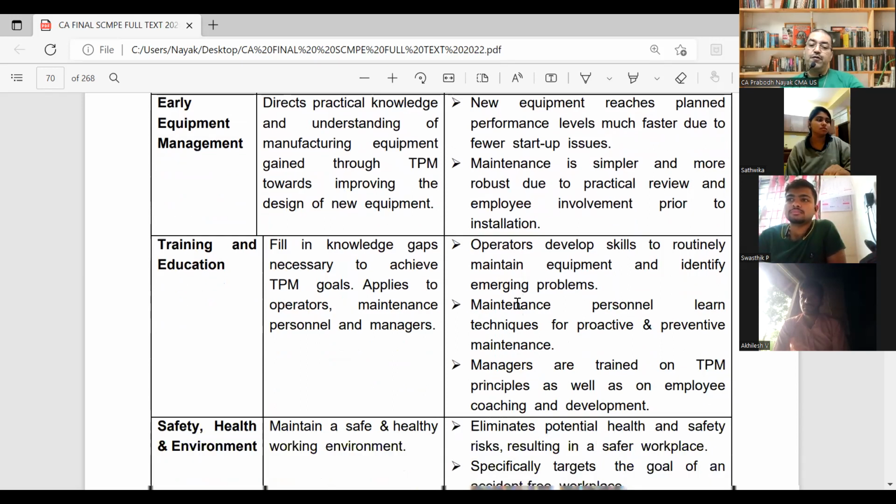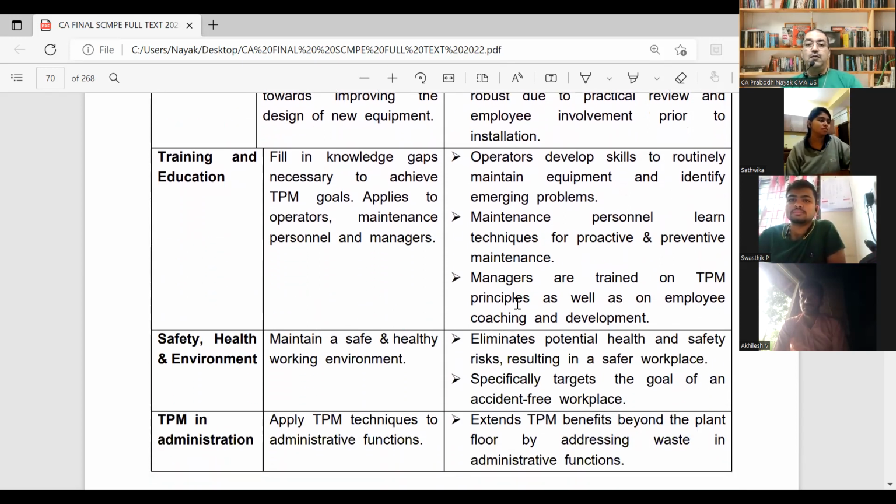Then training and education of employees, so they should have knowledge of their machine. So you can conduct workshops for them, right? On Sundays, you can call them and tell them what the machine is made up of, what the different parts of the machine are, what requires maintenance, what requires replacement.